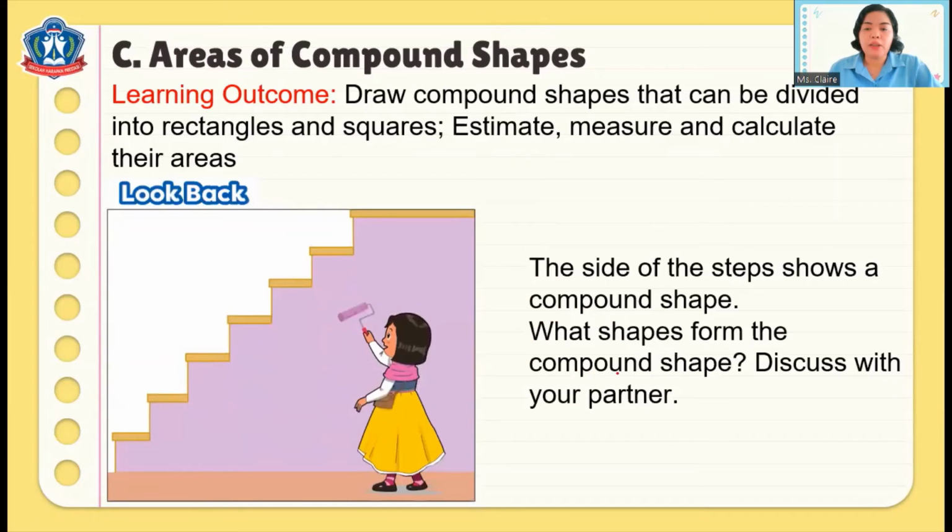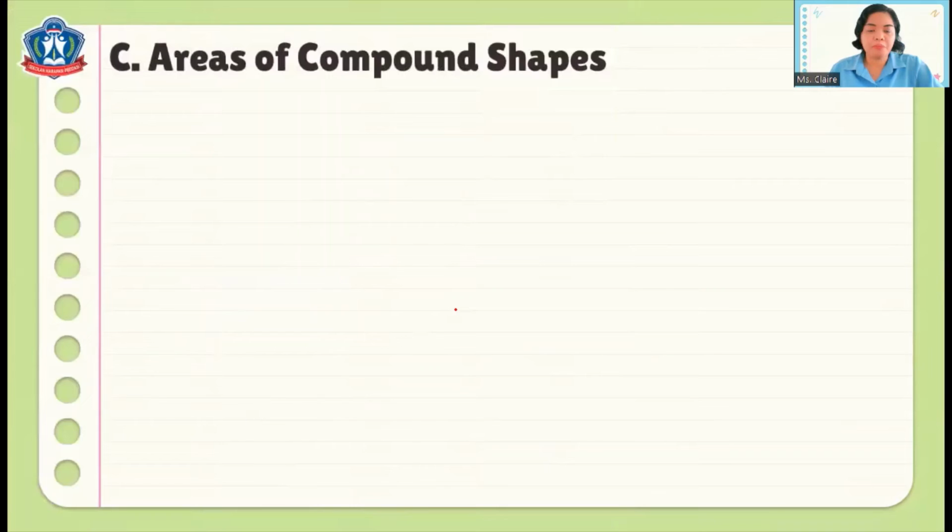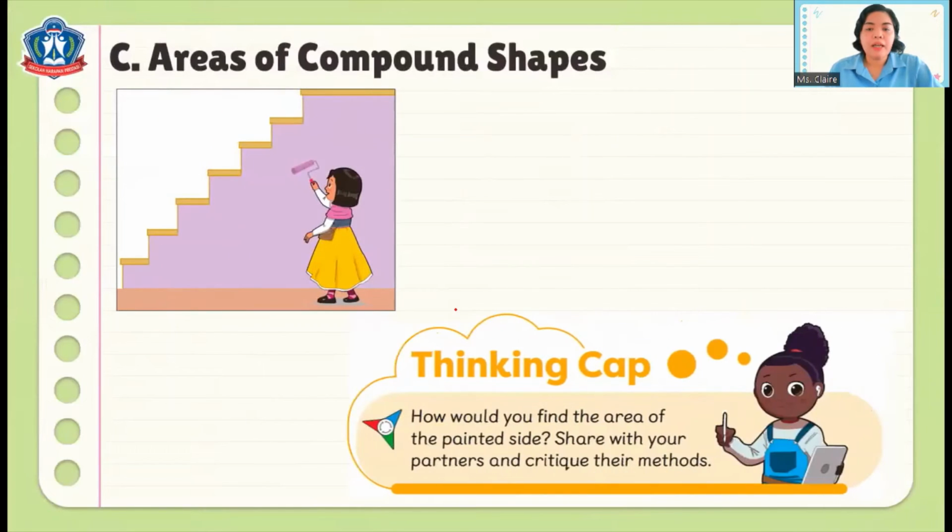So look at this picture. The side of the steps shows a compound shape. So what shapes form the compound shape? Okay, let's discuss. Take a look. Okay, so how would you find the area of the painted side? This part here. This is the painted one. So how are we going to find the area of this part?